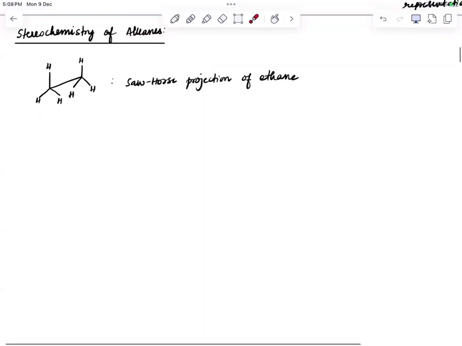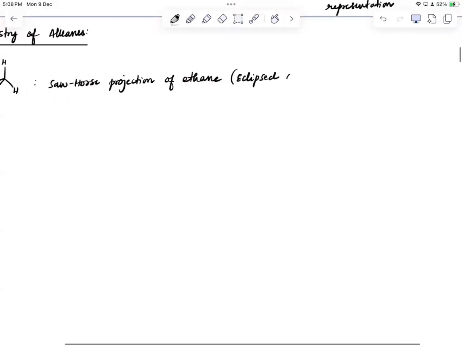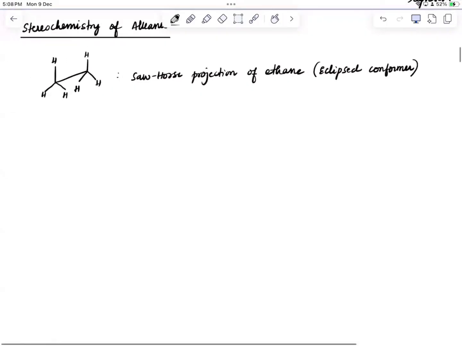In this projection, if you notice, this hydrogen and hydrogen are exactly on the same lines. These two are on the same lines. These two are on the same lines. Such a type of projection is called the eclipsed projection, and the type of conformation is called the eclipsed conformer. So this is an eclipsed conformer.